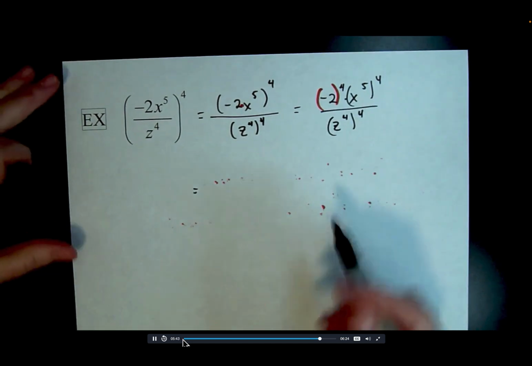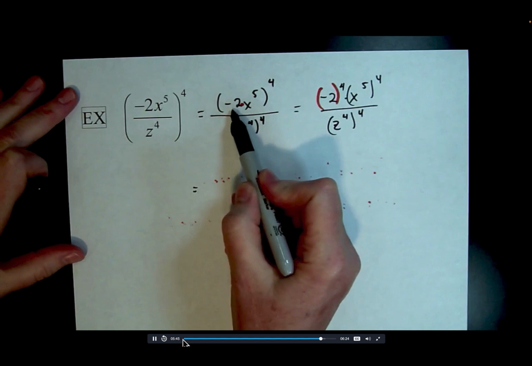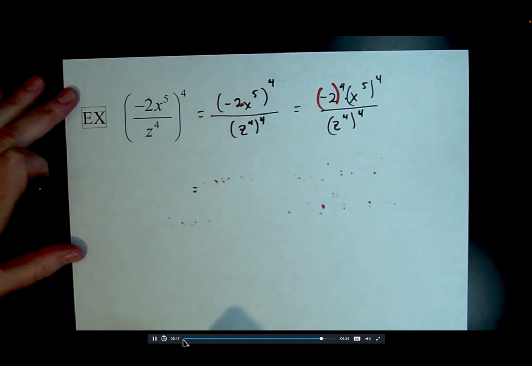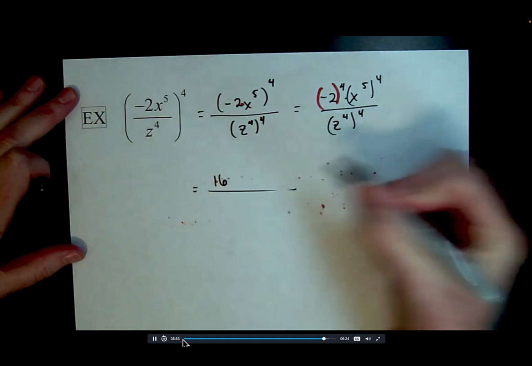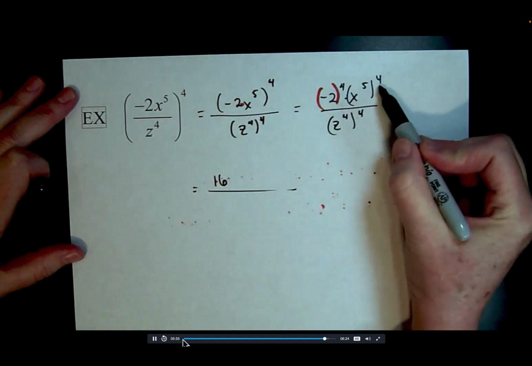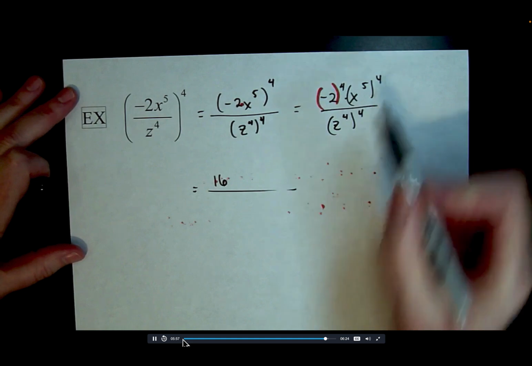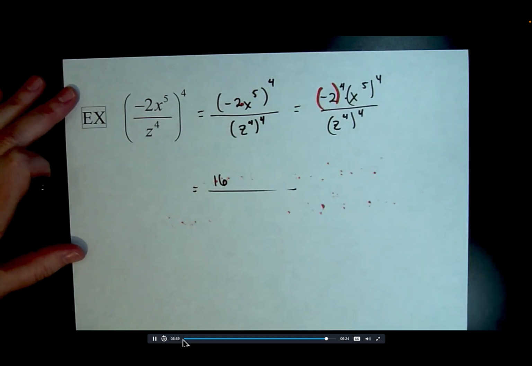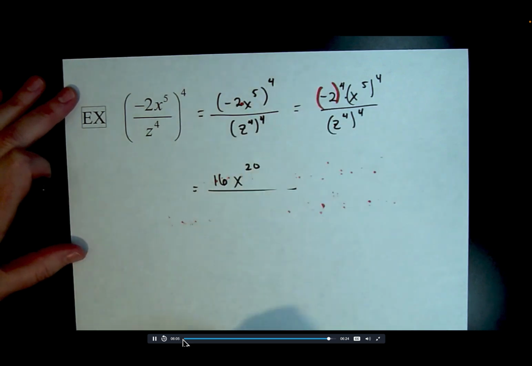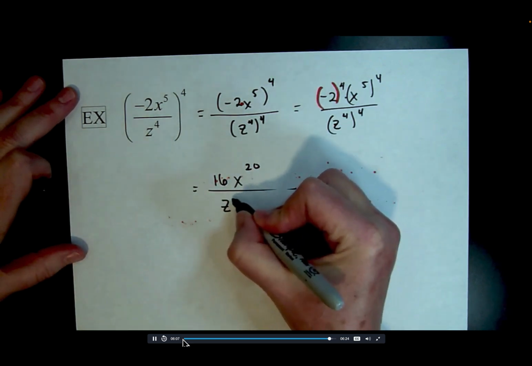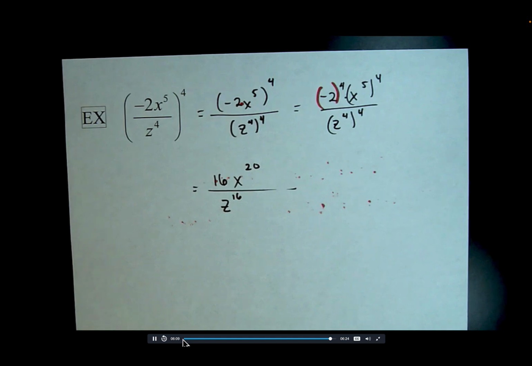Again, the reason is that negative 2 is the factor that's getting the 4th power. Negative 2 to the fourth power is positive 16. To simplify x to the fifth to the fourth, I use that power to a power rule, which is rule number 2, which says multiply the powers. So I'll have x to the 20th, and similarly down below, the new power on the z is 4 times 4, or 16.